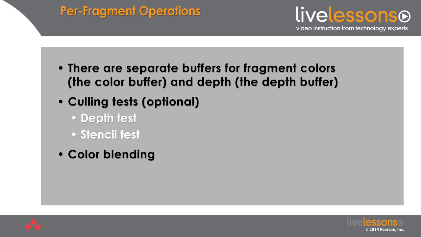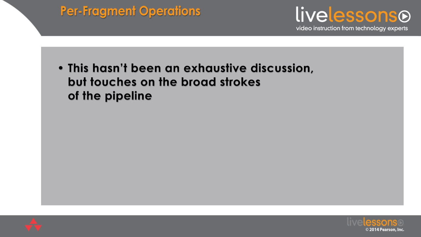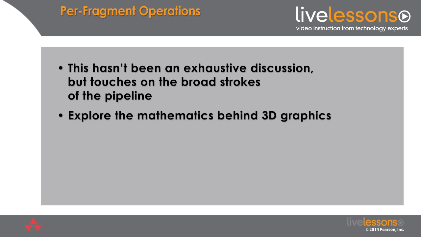That's the end of this short trip through the OpenGL graphics pipeline. Again, this hasn't been an exhaustive discussion, but touches on the broad strokes of the pipeline. Throughout these lessons, we'll be focused on writing vertex and fragment shaders, though we will discuss tessellation shaders and compute shaders. That's a stage which stands independent of all the other pipeline stages, and more complex rendering in Lesson 6. In the next lesson, we'll explore the mathematics behind 3D graphics.